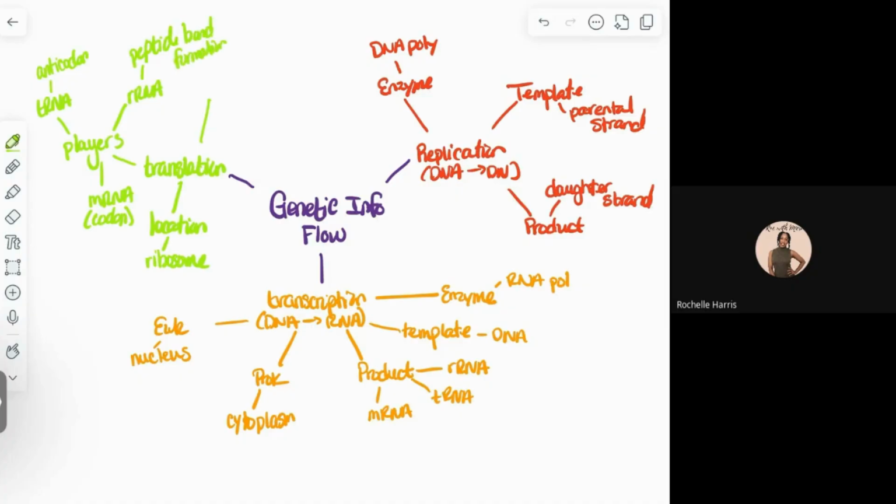And then our third branch here is a product. What happens at the end? Well, let's start with this one. You get a chain of polypeptides. So you have a polypeptide chain, which would result in a functional protein. So that is our micro mind map. Let's go over to our notes.